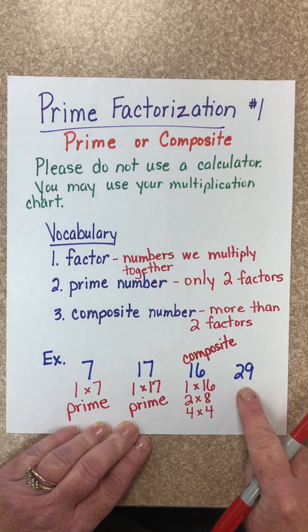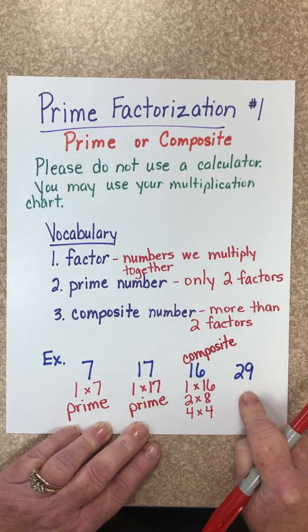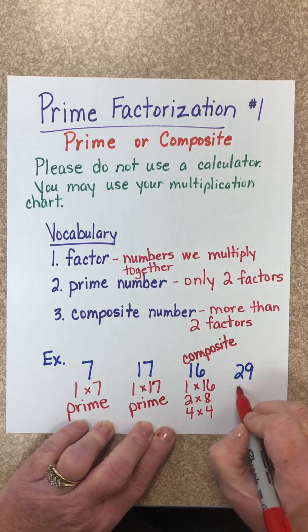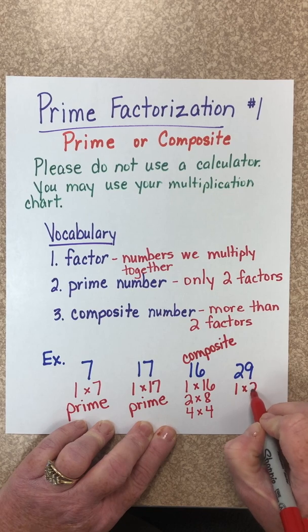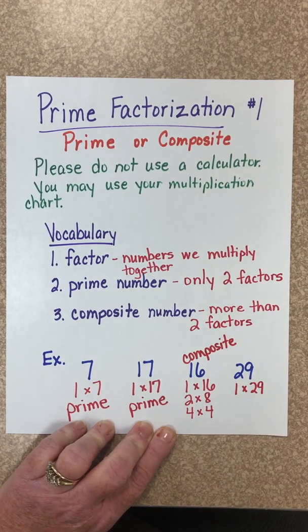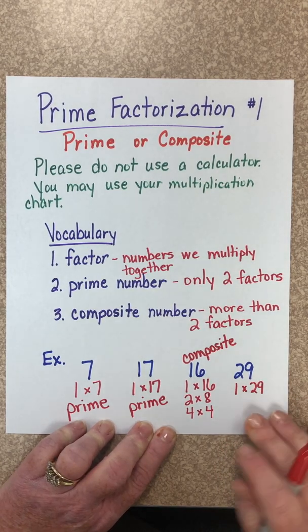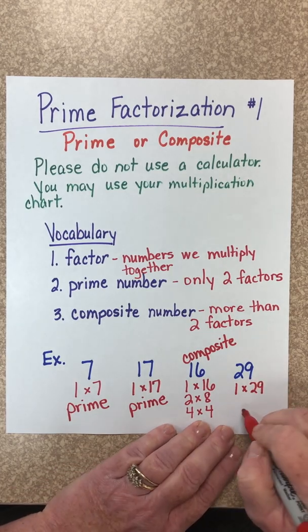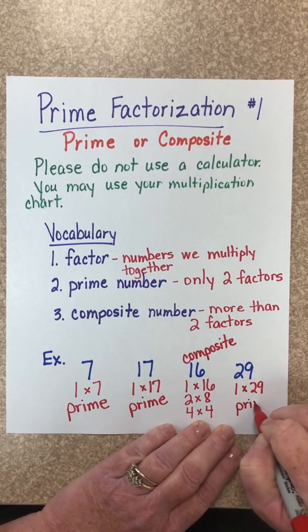And now let's look at 29. What two factors can we multiply together to get 29? Well, 1 times 29. Anything else? No, that makes 29 a prime number.